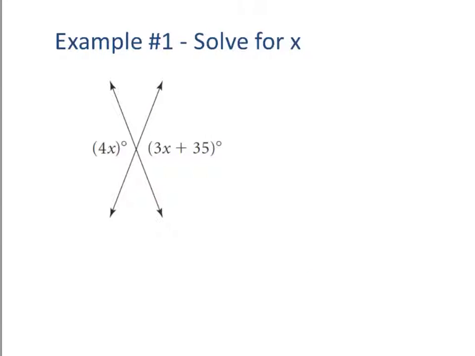Okay, here's an example, and I want to solve for x. I have a pair of vertical angles. They're across from each other, so they're going to be equal. So I just set them equal to each other. 4x equals 3x plus 35. Then I subtract 3x from both sides, and I get x is 35.